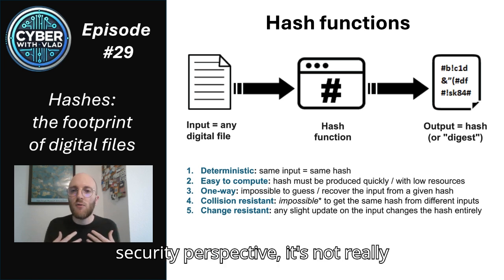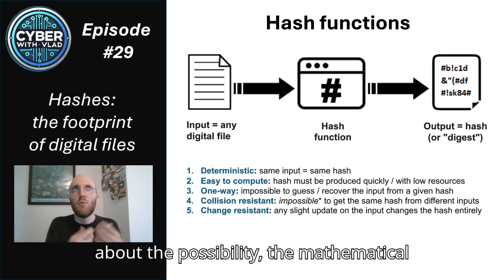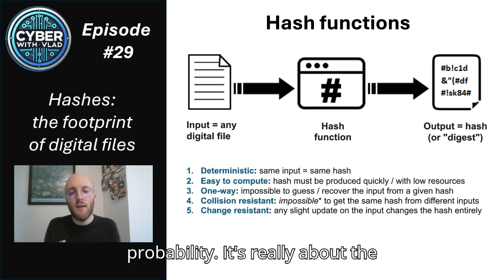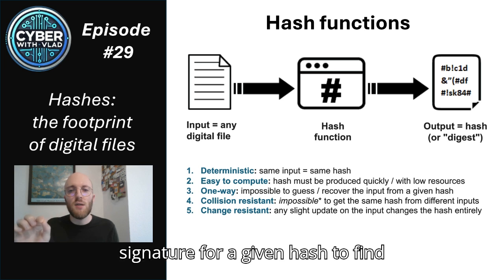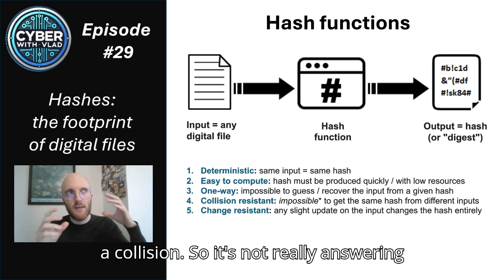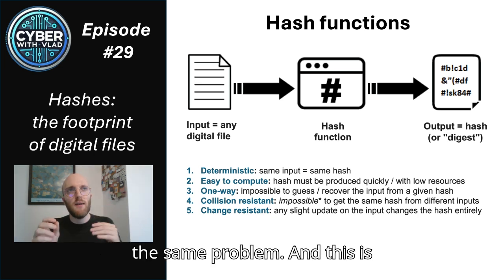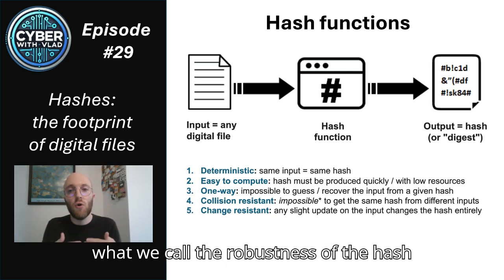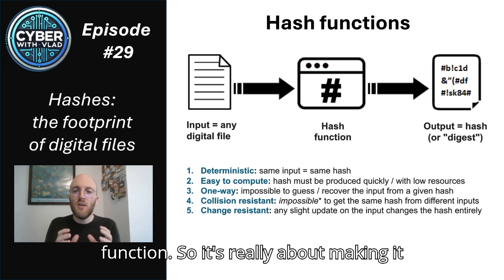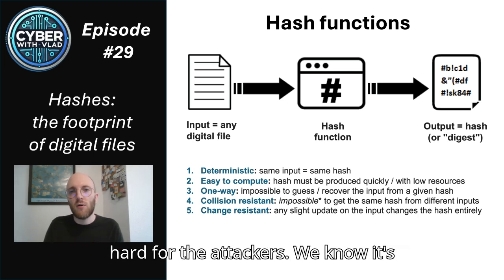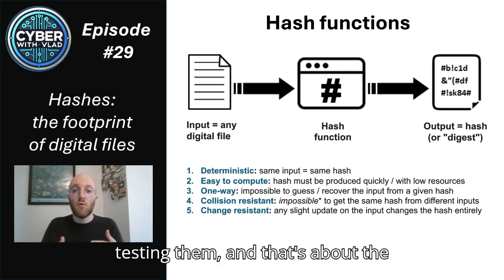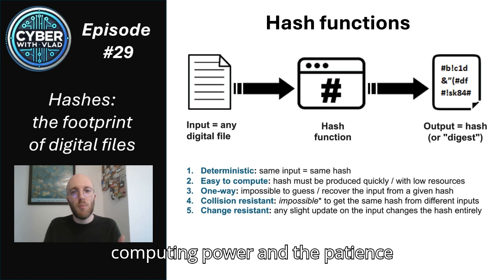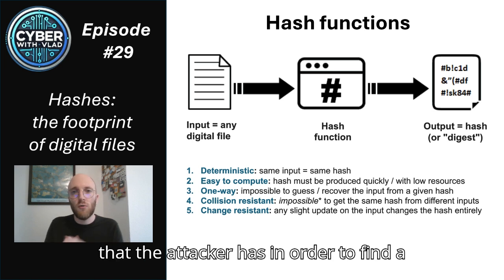But from a cybersecurity perspective, it's not really about the possibility, the mathematical probability. It's really about the ability of an attacker, for a given signature, for a given hash, to find a collision. So it's not really answering the same problem. This is what we call the robustness of the hash function. So it's really about making it hard for the attackers. We know it's theoretically possible, but we are testing them, and that's about the computing power and the patience that the attacker has in order to find a collision.